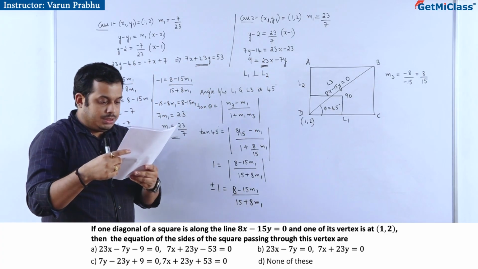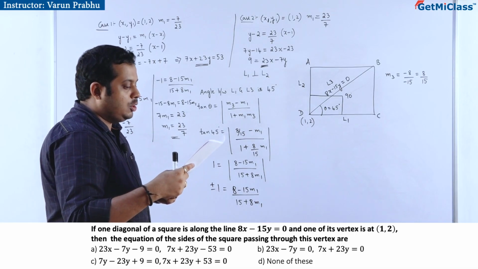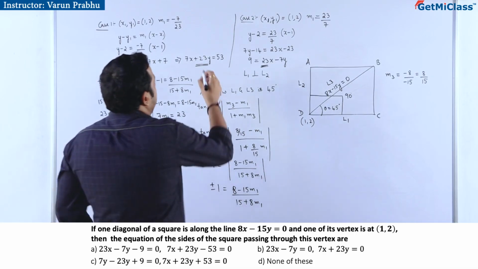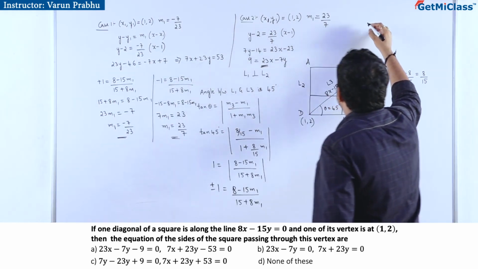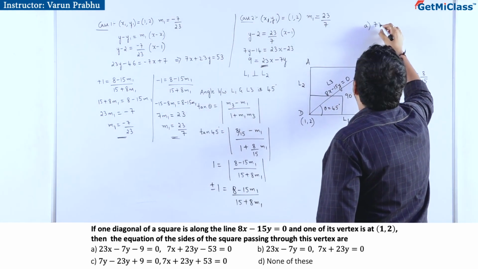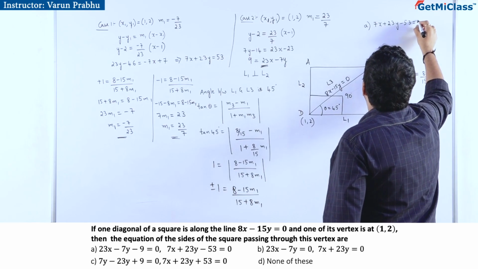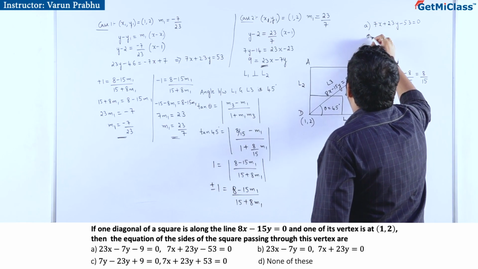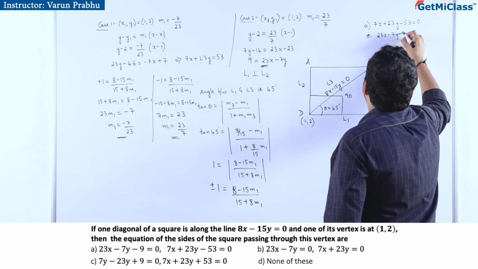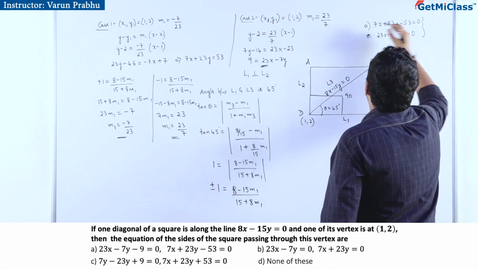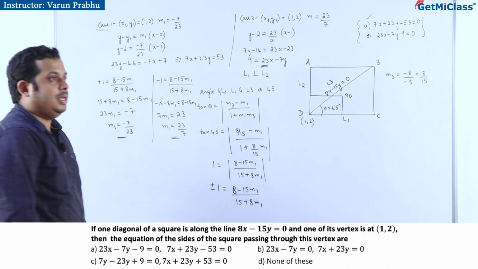So if you look at the options, which of the options are matching here? The answer matching is option A. Correct or not? It is given in the options like this: option A is given as 7x plus 23y minus 53 equals 0, or 23x minus 7y minus 9 equals 0. Both are equations of the line, and option A is the correct answer. Do you get it? Option A is the correct answer.